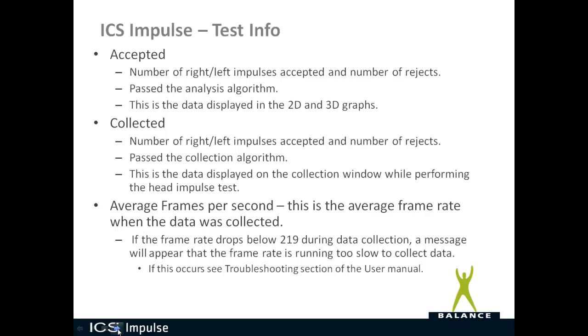And just so you know, if the frame rate drops below 219, there will be a yellow message that comes up on your screen that says the frame rate is running too slow to collect data. This shouldn't be a problem if the computer you're using meets the specifications and you don't have a lot of programs running in the background. But if you run into an issue where the frame rate is too slow, then go to the troubleshooting section of the user manual and follow those steps.